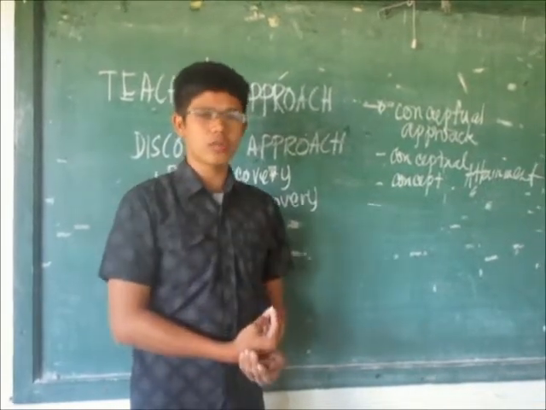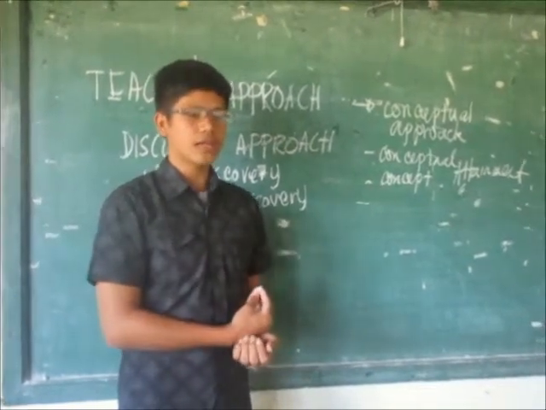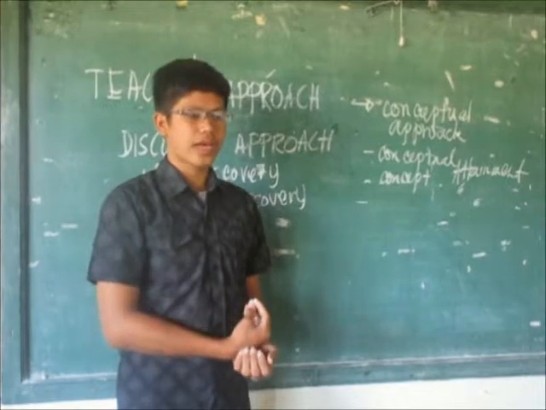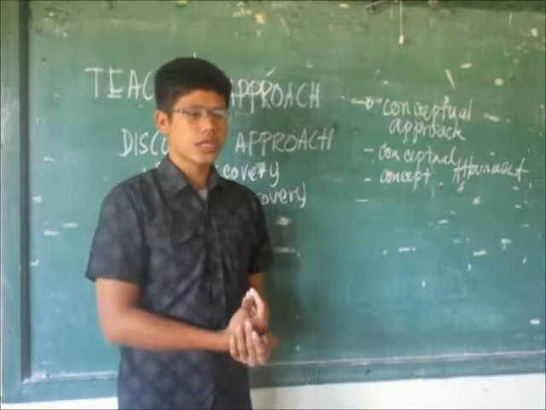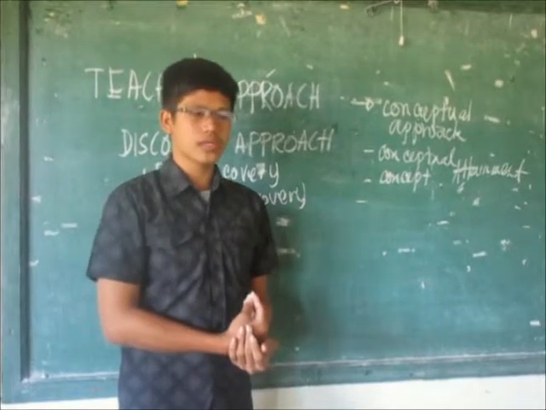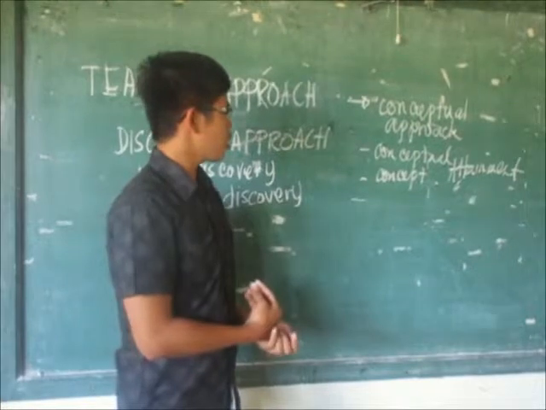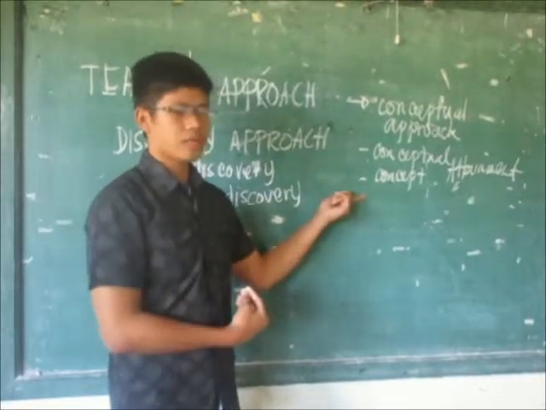In teaching conceptual attainment, we have the following steps. First, select and define the concept. Second, select the attributes. Third, develop positive and negative examples. The fourth one is introduce the process to the students. Next in the conceptual approach is the concept attainment.